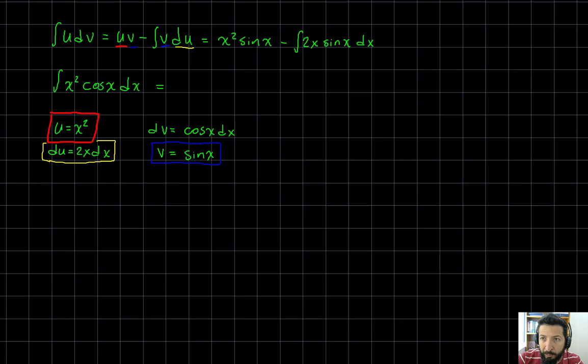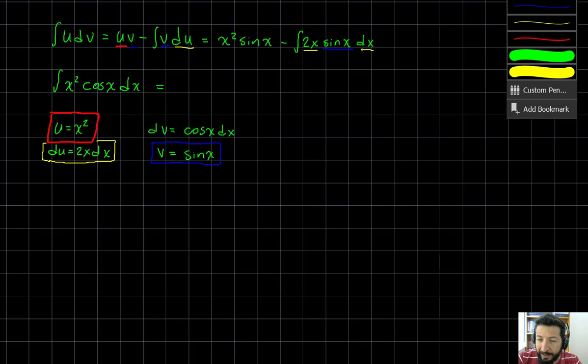Okay, so back to my colors. Red is right. Blue, as I said, is going to be the sine. And then yellow, which is the du, is going to be the 2x dx. So we have the blue and the yellow, they're there.